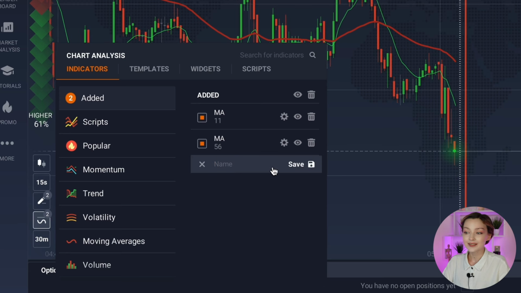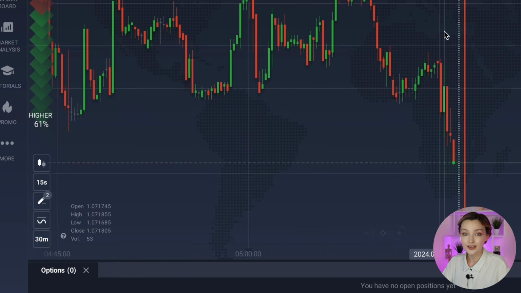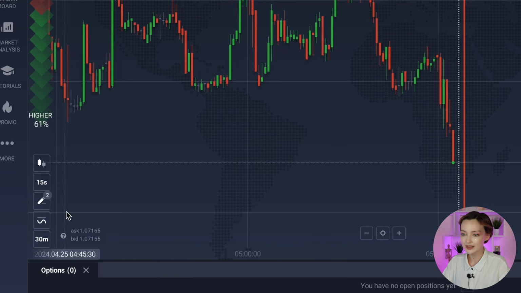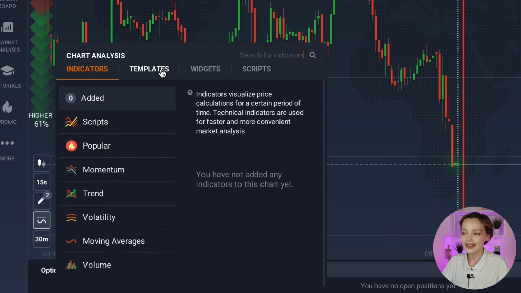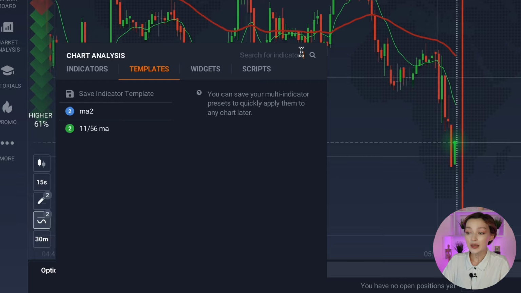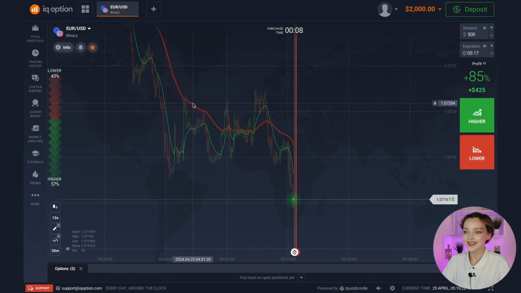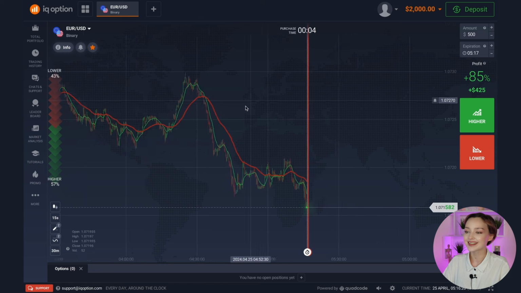When you're done adding the two indicators, you can click this button right here, give it a name, and save the complete indicator set. For instance, let's say the chart is empty now, and let's say you want to trade with this particular strategy. In that case, you are just clicking right here, then here, selecting the name you picked, and that's it. The indicators have been automatically applied onto the chart with proper settings.